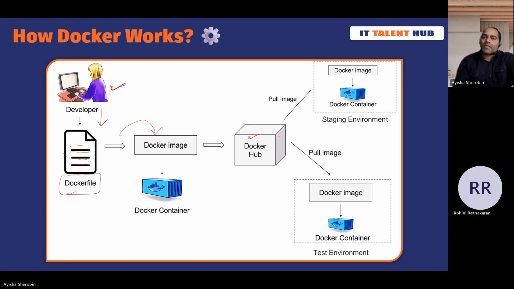And from Docker Hub, we can simply pull the image. Once we store the image in Docker Hub, we can pull it and create any number of containers. You can use that image for a staging environment, or for a testing environment. Once we create the image, it is very easy for us to quickly pull it and create the containers. So this is how Docker actually works, right? Hope this is clear to you, Rohini.